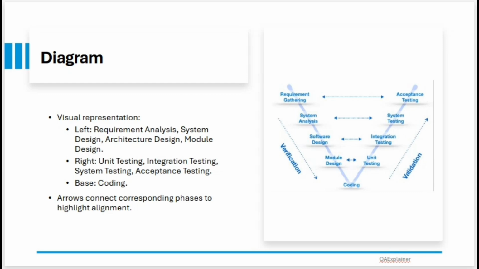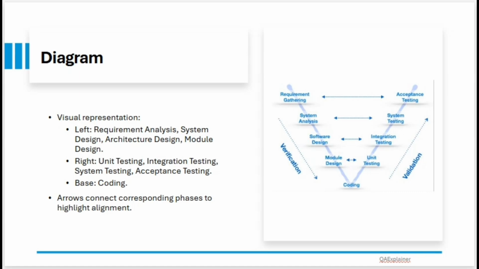Whatever you are seeing as this double-sided arrow mark is nothing but our planning. So between requirement gathering and acceptance testing, we have acceptance testing planning. Between system analysis and system testing, we have system testing or end-to-end testing planning. Similarly, between software design and integration testing, we have integration testing planning. Between module design and unit testing, we have unit testing planning.